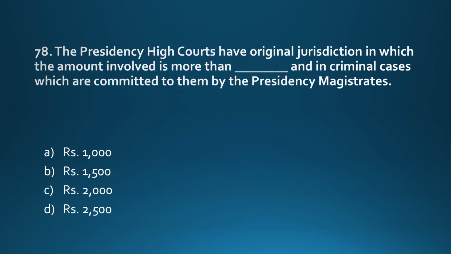Question number 78. The Presidency High Courts have original jurisdiction in which the amount involved is more than dash and in criminal cases which are committed to them by the Presidency magistrates. Option A, rupees 1000, option B, rupees 1500, option C, rupees 2000, option D, rupees 2500. Correct answer is option C, rupees 2000.